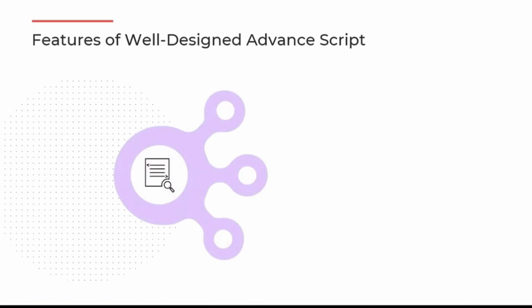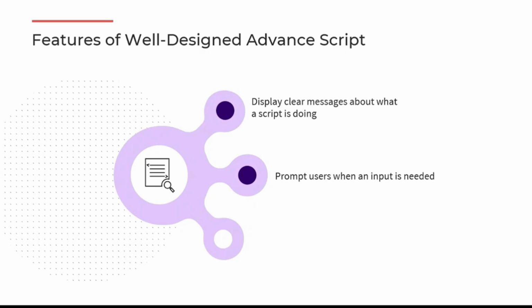Therefore, advanced scripts communicate more effectively with users. A well-designed script should be like a polite assistant. It shouldn't just do things quietly. It should inform the user of its actions, ask for input if something's unclear, and explain errors in a way that makes sense. This level of communication helps users trust the script.